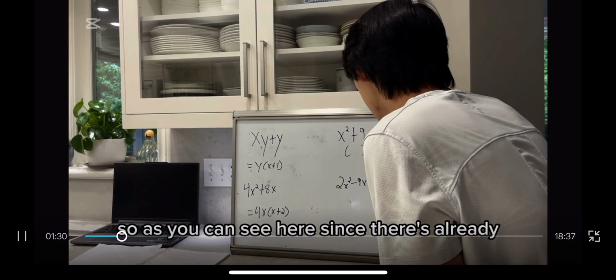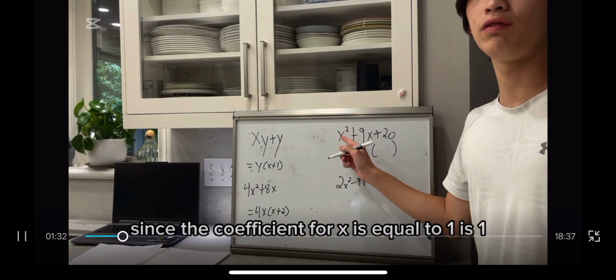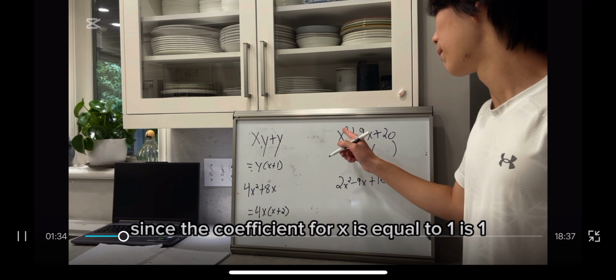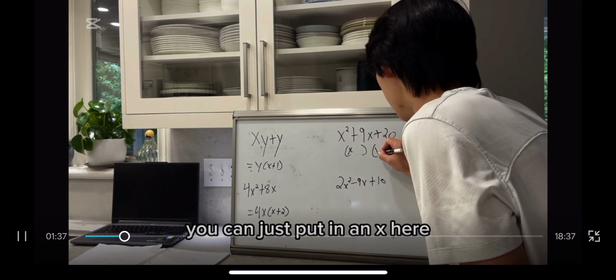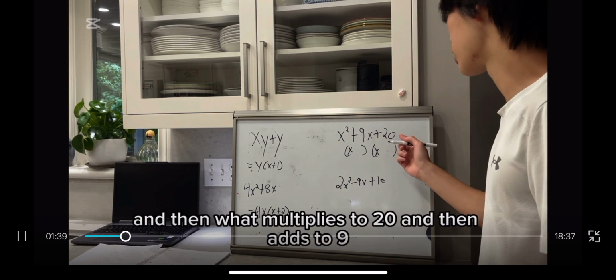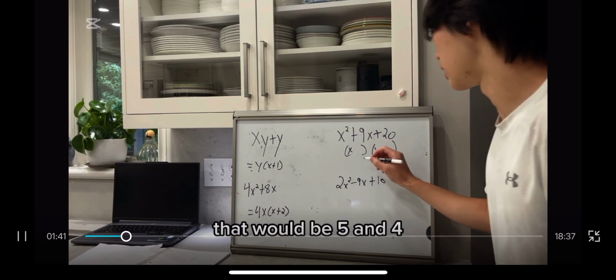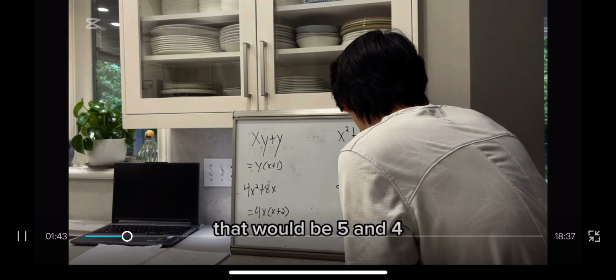So as you can see here, since the coefficient for x is equal to 1, you can just automatically put in an x here, because there's no other coefficient, and then what multiplies to 20 and adds to 9? That would be 5 and 4.